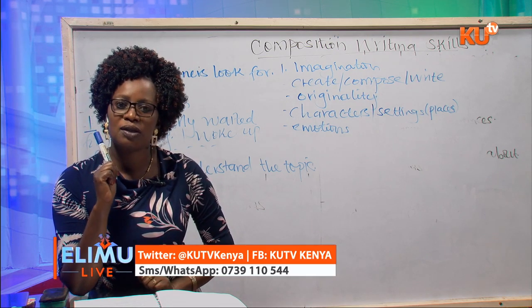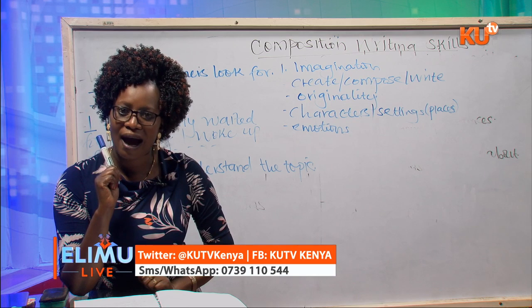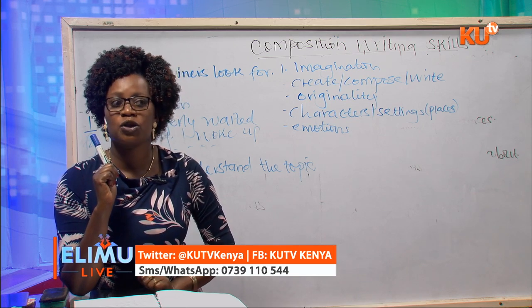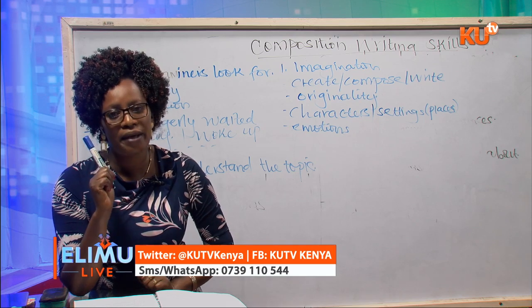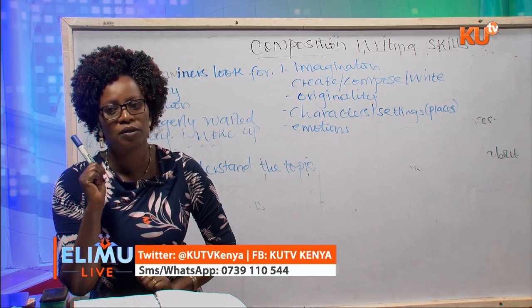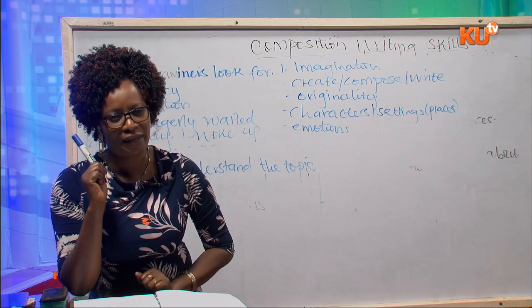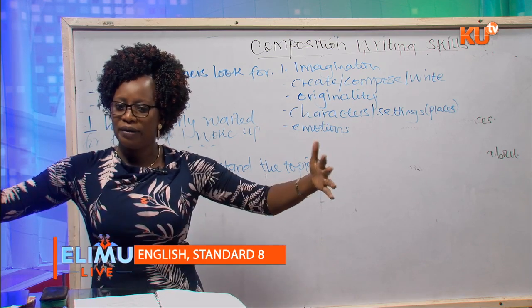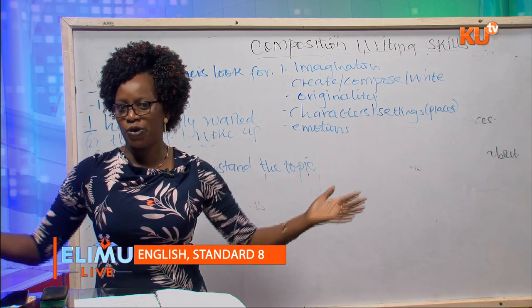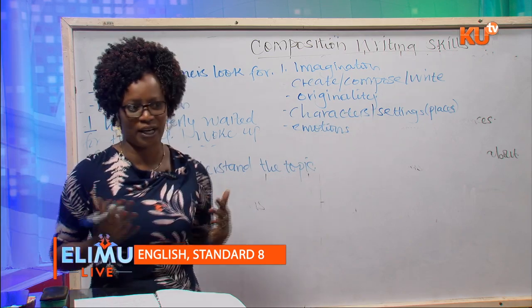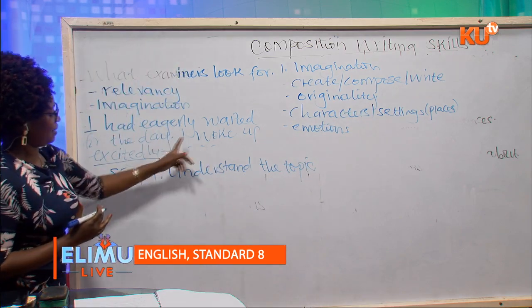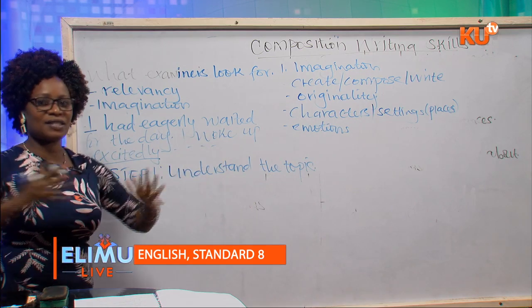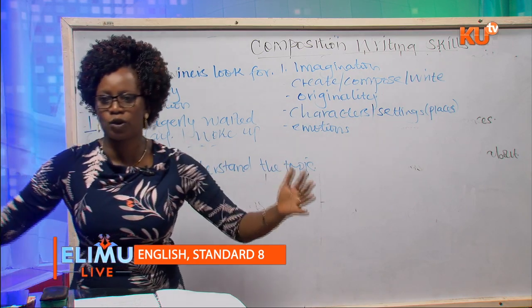One thing I want you to note is that in the guided or directed compositions, some compositions are open, others have closed topics. A composition can have open or closed topics. What do I mean by this? Some of the compositions are open. It has been opened up for you. You can write anything. For example, look at this one. "I had eagerly waited for the day. I woke up excitedly." This is an example of an open topic.